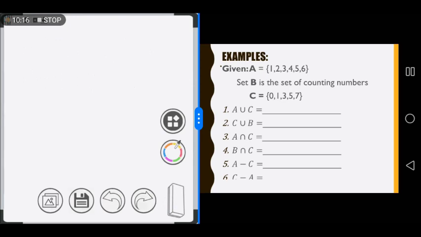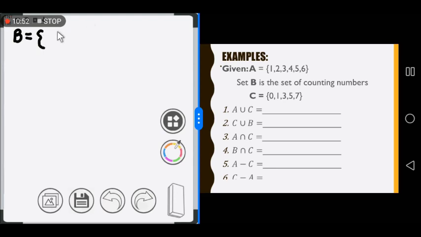So, given set A, ABC na lang din ang gamitin natin. A has elements 1, 2, 3, 4, 5, 6. Set B is the set of counting numbers. Naka-verbal description siya. And C has elements 0, 1, 3, 5, 7. Okay? So, let us do A union C. So, for number 1, okay, wait, before we start pala, isulat na natin yung set B dito sa taas para hindi na tayo mahirapan. Okay?